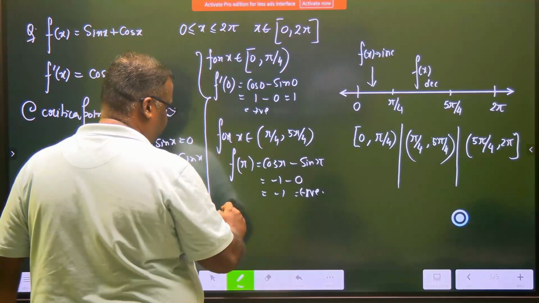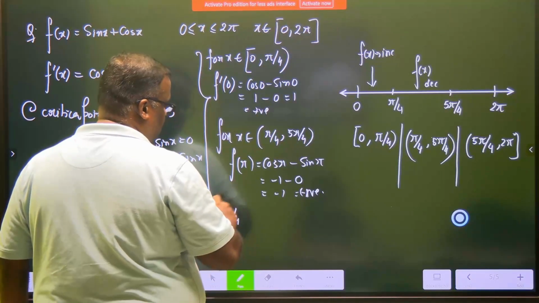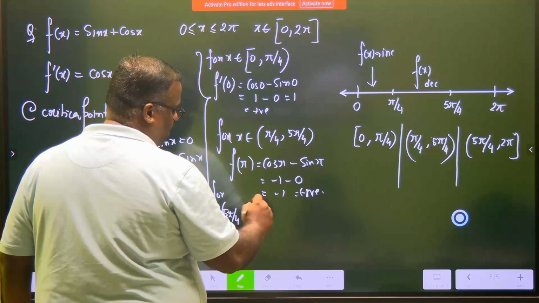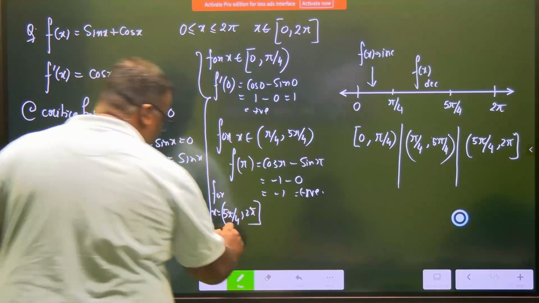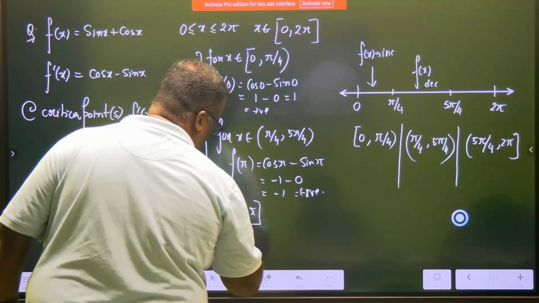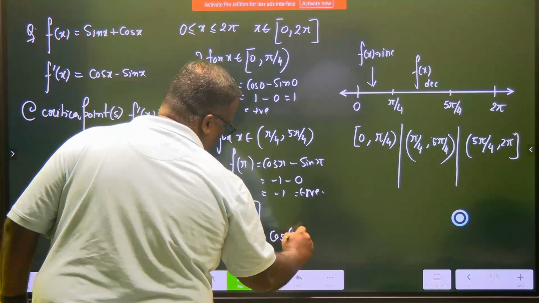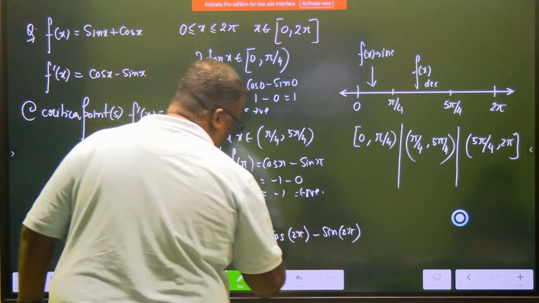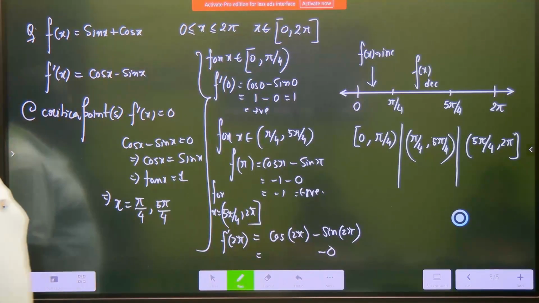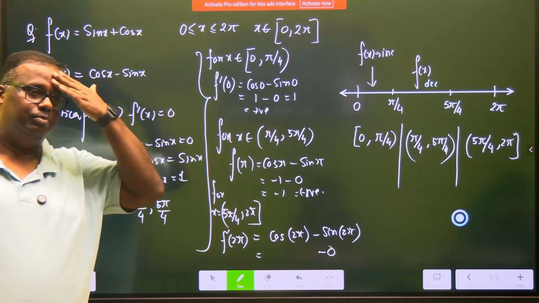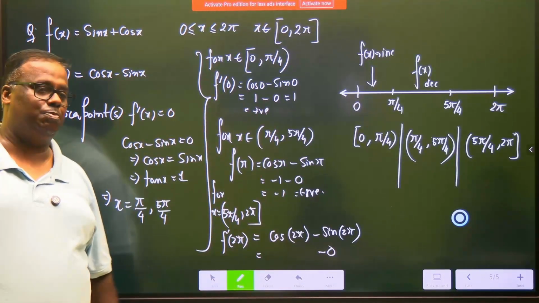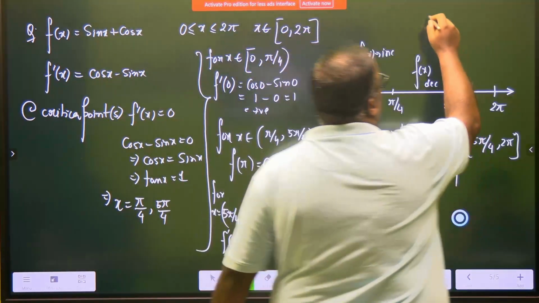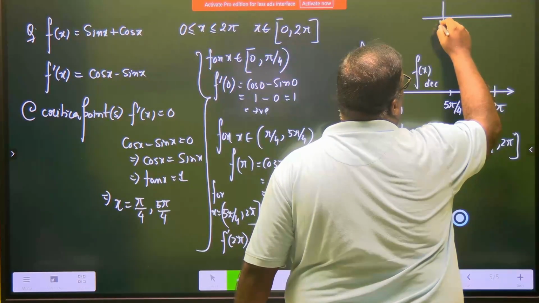And let's see 5 pi by 4, and this is for x belonging to 5 pi by 4 and 2 pi. We can take straight away 2 pi, f dash of 2 pi. So it will be cos 2 pi minus sin 2 pi. Sin at every multiple of pi is always 0. So how will you find out cos of 2 pi? We have to find it at 2 pi.